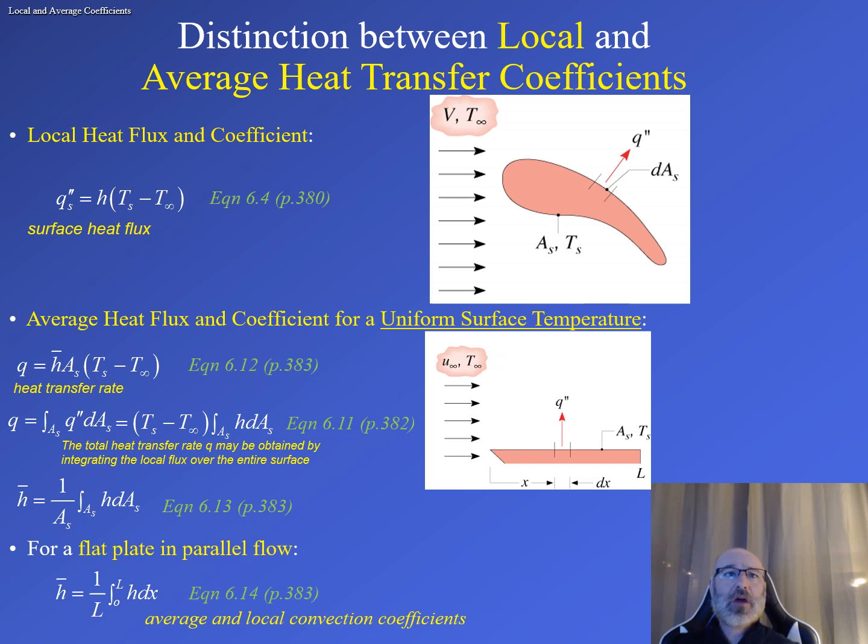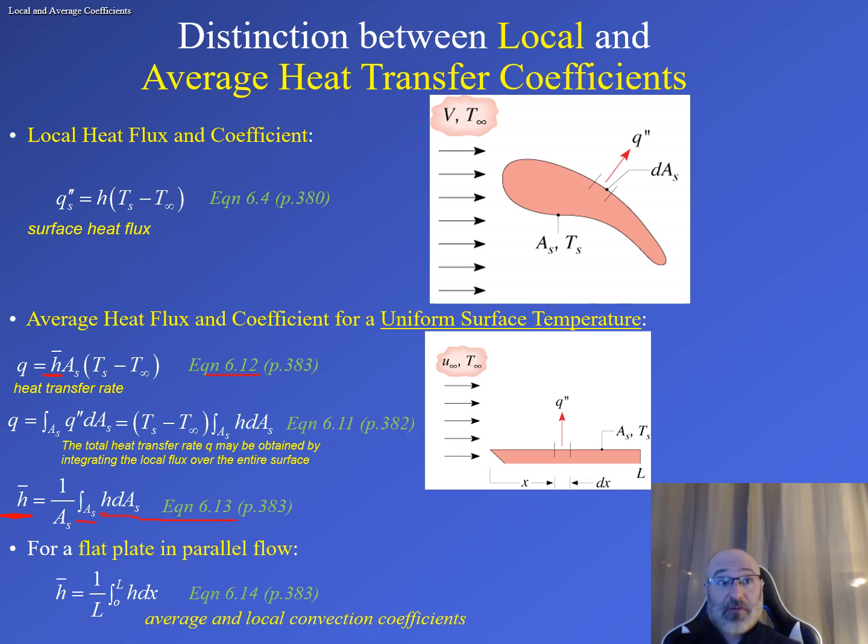This brings us down now to equation 6.13. What we can see here is that the average and local convection coefficients are related by this expression. Our h bar, our average convection coefficient, is equal to 1 over A_s times the integral of h dA_s. That's how we relate our average h value with our local h value. You can see this is that average h that we're plugging into equation 6.12.